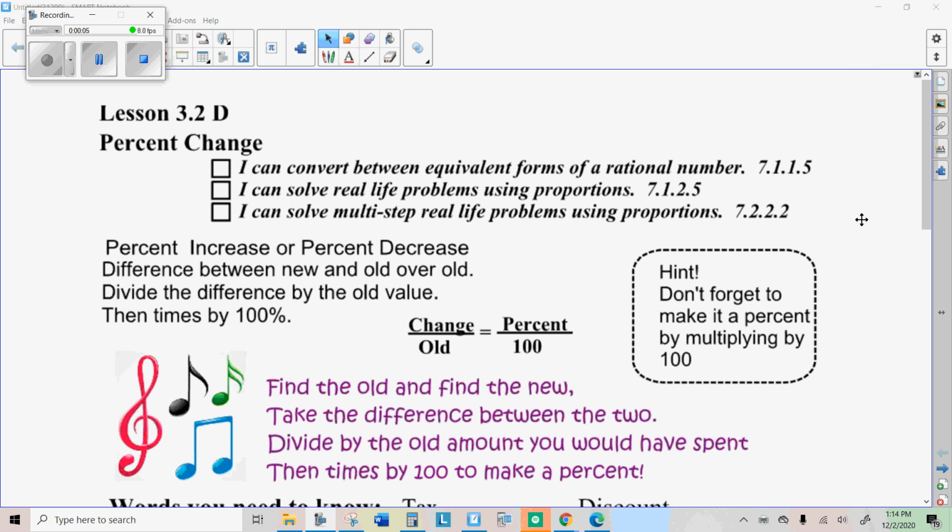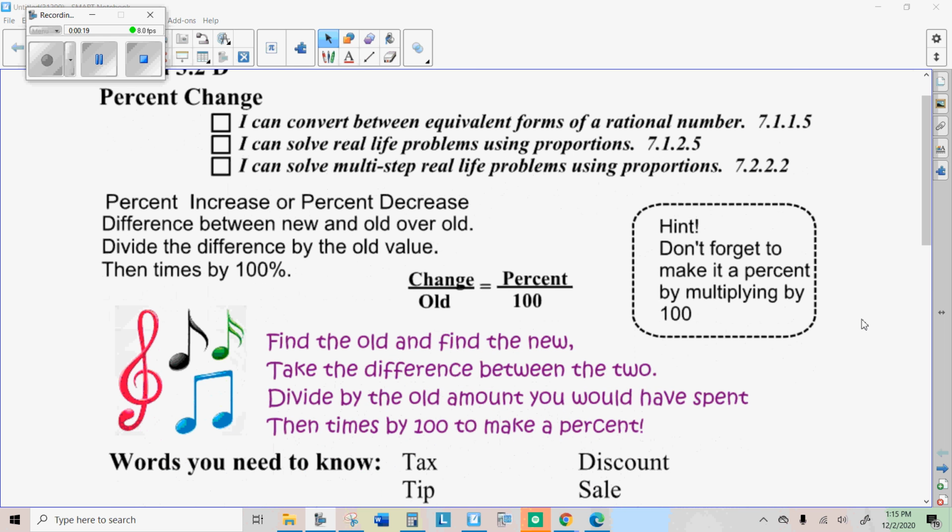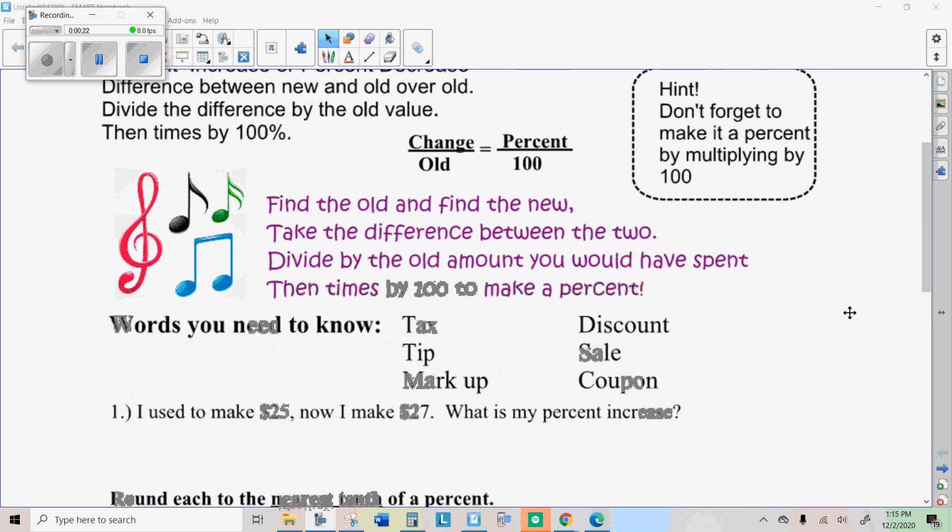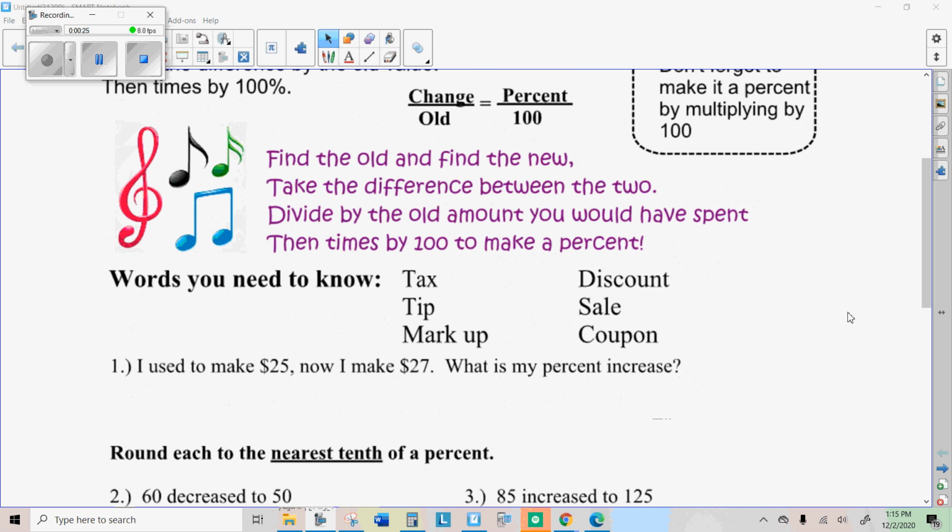It's Mr. Hermanson again. Today we're going to learn how to compute percent change. The way we're going to do it is we're going to find out what that change is first. We're going to use that as our part, and then we're going to use the original as the whole, always. So here's how that'll work.